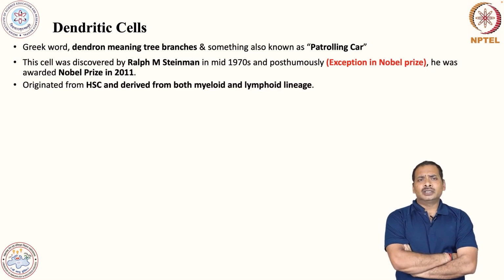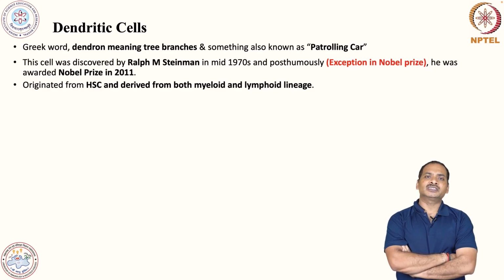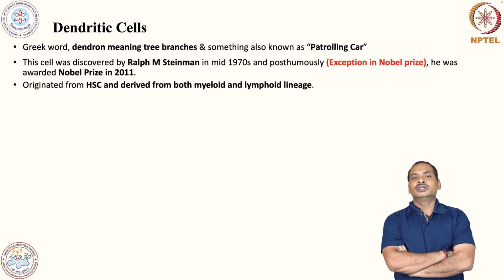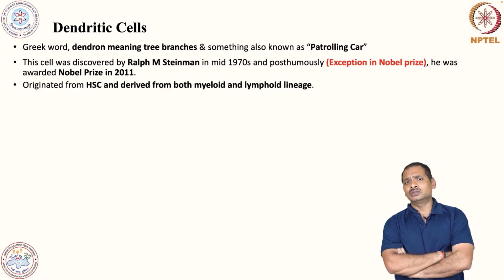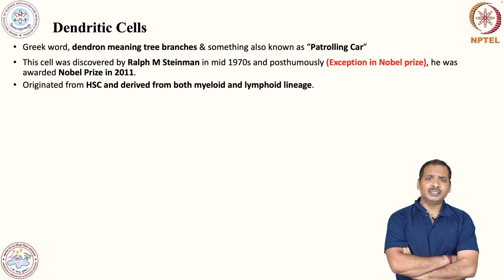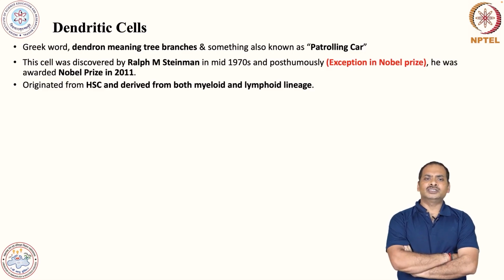So, these dendritic cells are basically derived from hematopoietic stem cells, if you remember my previous sessions, and there are two lineages of hematopoietic stem cells. One is the myeloid lineage and the other is the lymphoid lineage. These dendritic cells are derived from both the myeloid lineage as well as the lymphoid lineage. So, these cells can come from either of these origins.